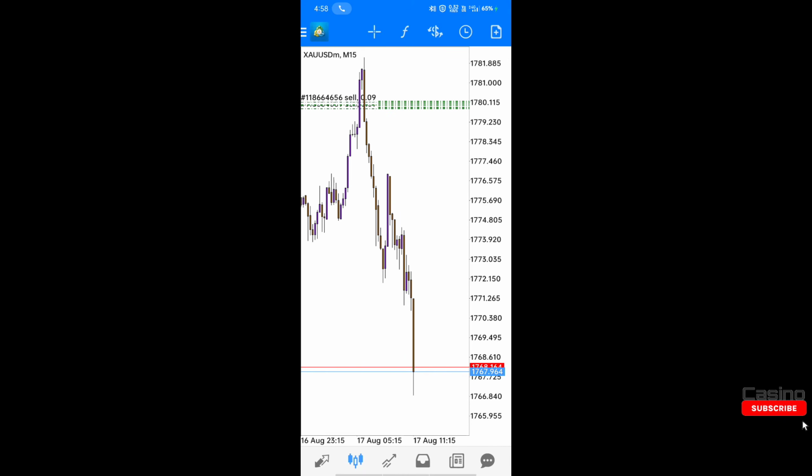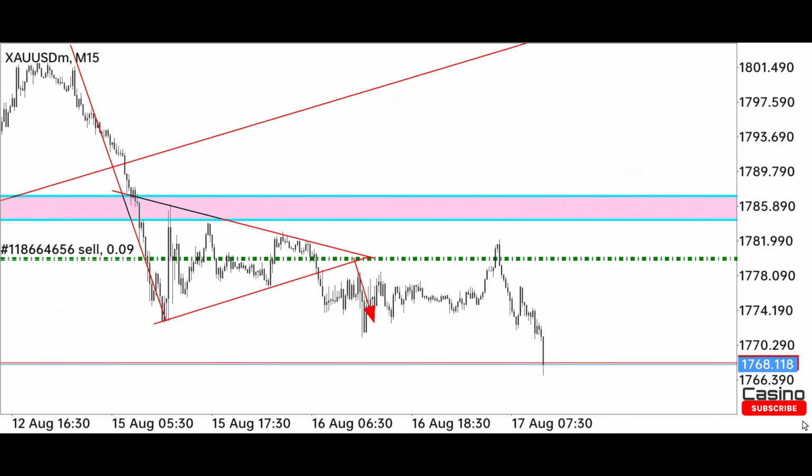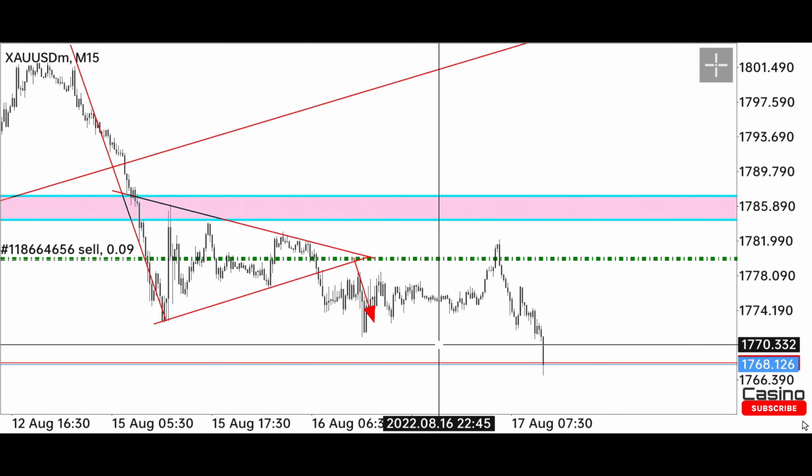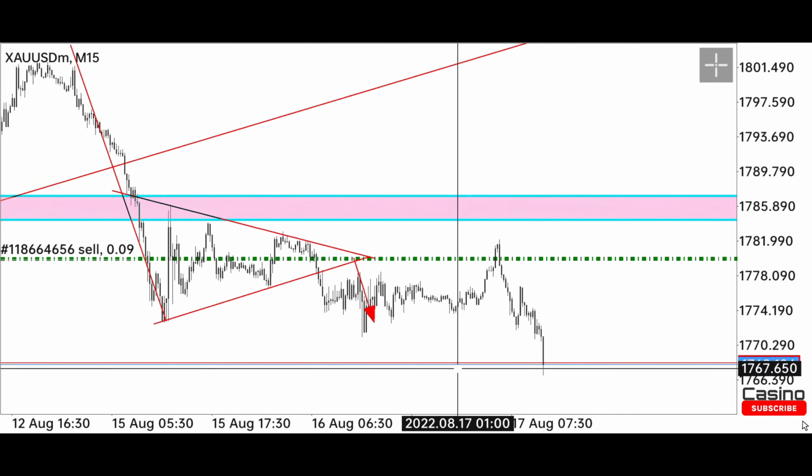Guys, our analysis was correct. The target was hit after 28 hours 32 minutes. This is a very long time for a trade. It takes a lot of patience that comes from practice. You too can make good profit by doing such practice.